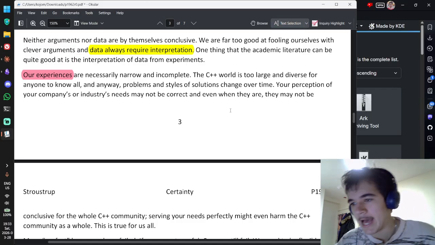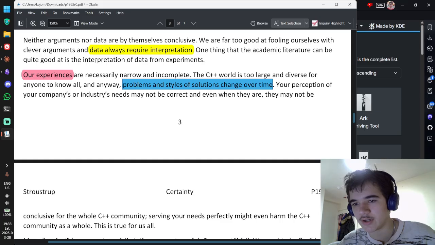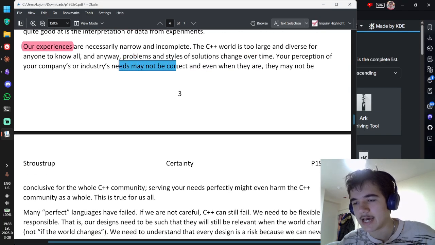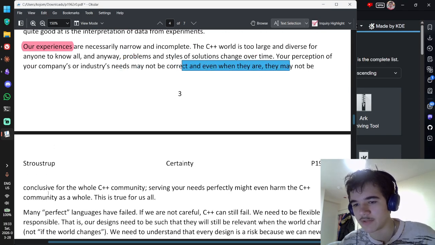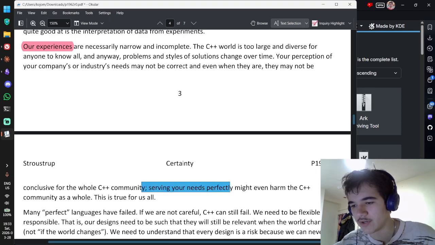Oh my god. Yeah. Problems and styles of solutions change over time. Yeah, problems are dynamic. Your perception of your company's or industry's needs may not be correct, and even when they are, they may not be conclusive for the whole community. Serving your needs perfectly might even harm the community as a whole. This is true for us all. Harm. How so?